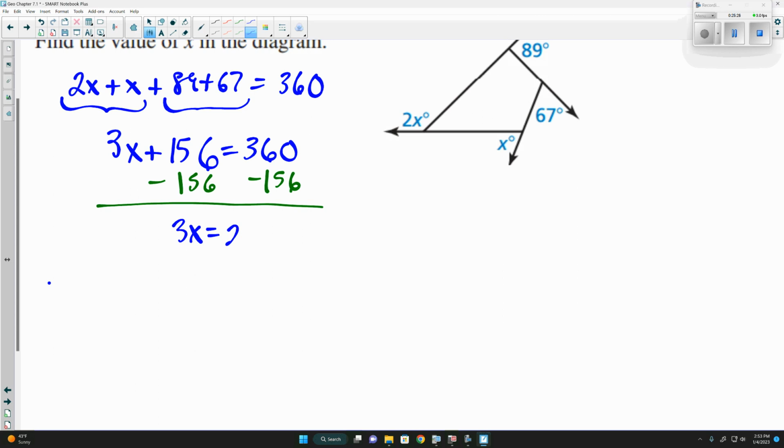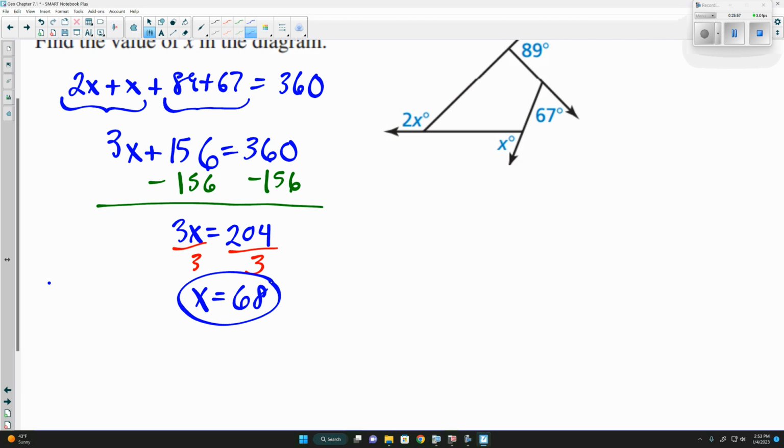Which is 204, and we could do that in a calculator. 360 minus 156, and then we would, almost, yes, divide by 3, 68. And since it only asks to find the value of x, we don't have to plug it back in.